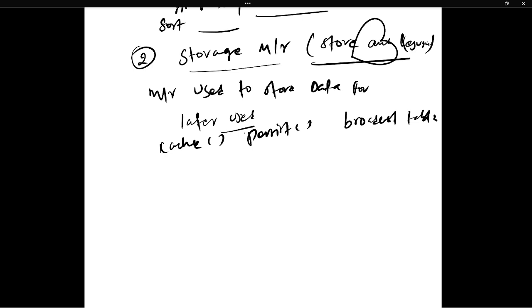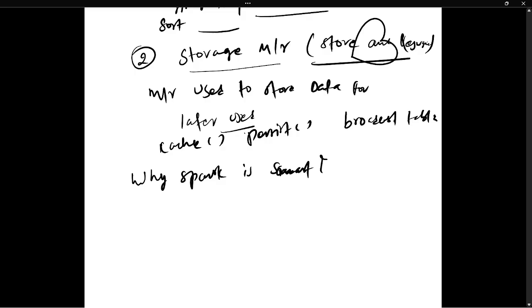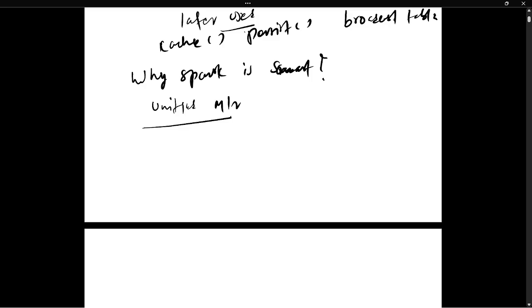Now we need to understand why Spark is smart. Spark does not fix memory size. The idea is called unified memory. Spark basically does not fix the memory size strictly. So instead, it uses the unified memory. So what is meant by unified memory?